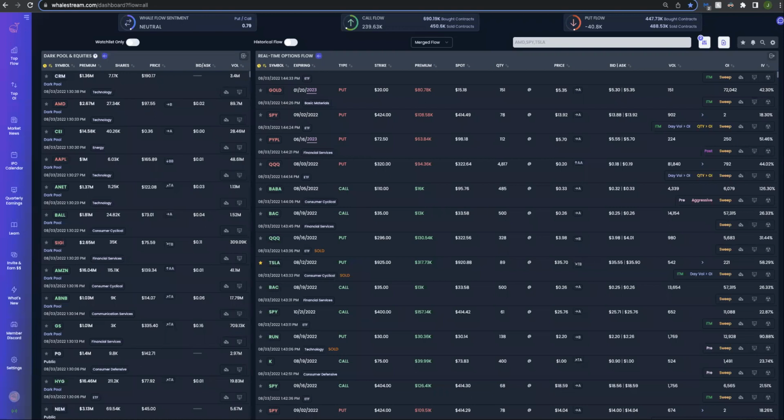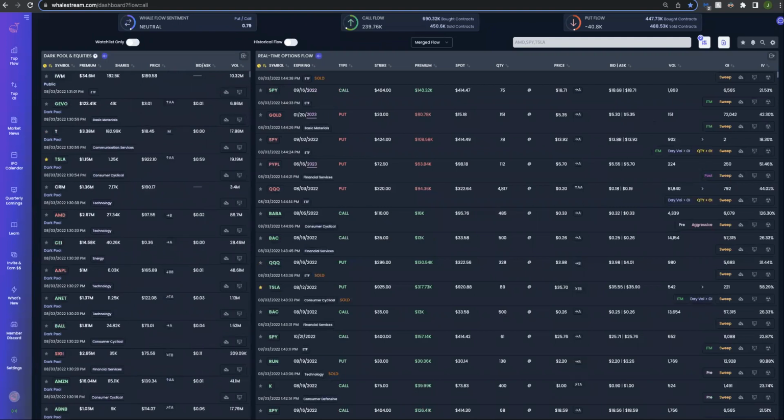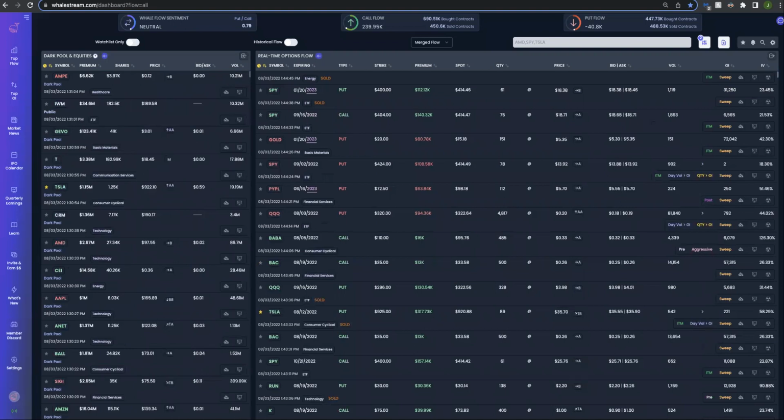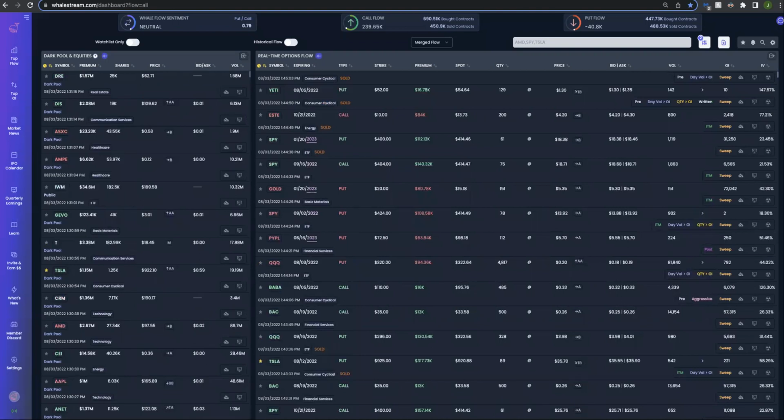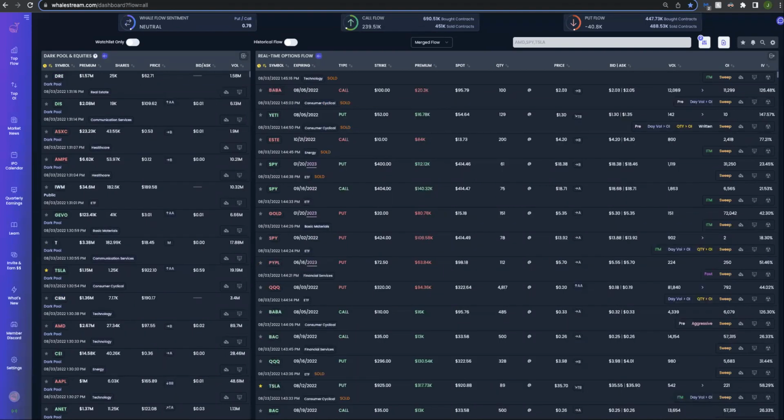So some of these sweeps can be 25 separate transactions, but they all came from the same person. Let's say they're trying to fill 1,000 contracts, and they want to break that up because they don't want to raise any flags. So they buy 100 here, 25 here, all on different exchanges. They sweep it across multiple exchanges, so that when you're seeing it, you're not seeing one trade of 1,000 contracts. You're seeing a bunch of smaller trades and you don't think anything of it.